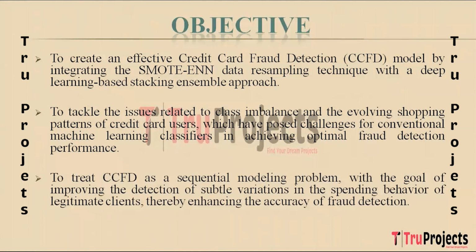Instead of treating credit card fraud detection as a straightforward classification task, we are approaching it as a sequential modeling problem. This means we are looking at the order and sequence of transactions. By doing so, we hope to become more adept at identifying even the subtlest changes in how legitimate card holders spend their money. This, in turn, should significantly improve the accuracy of fraud detection.